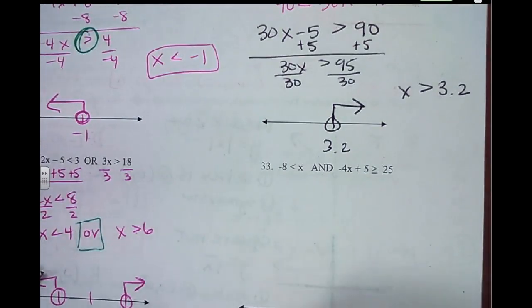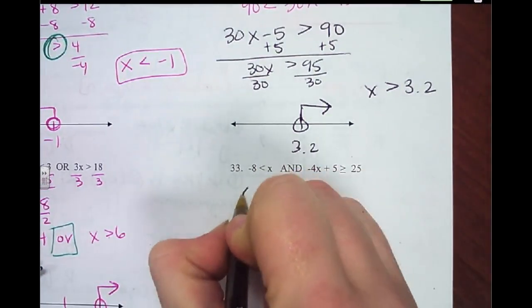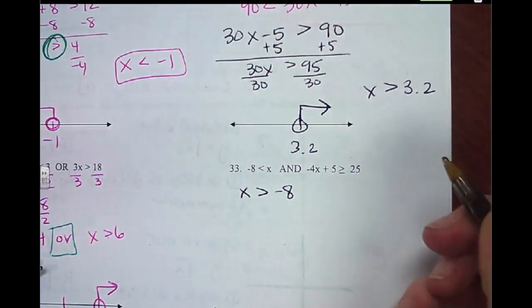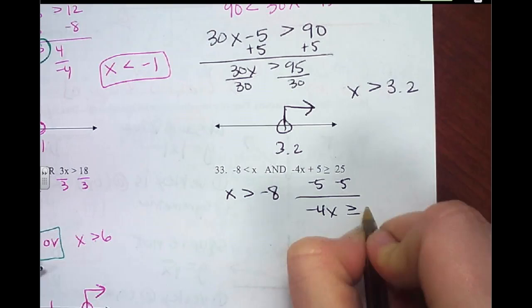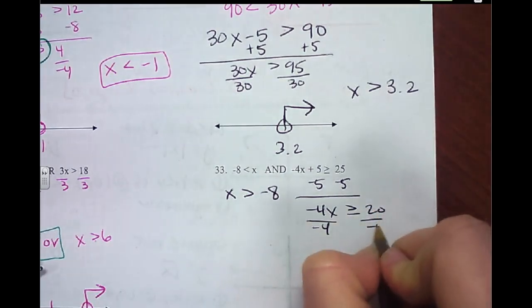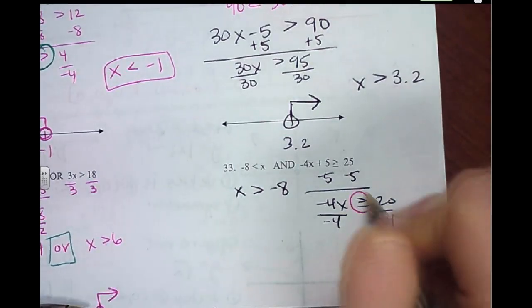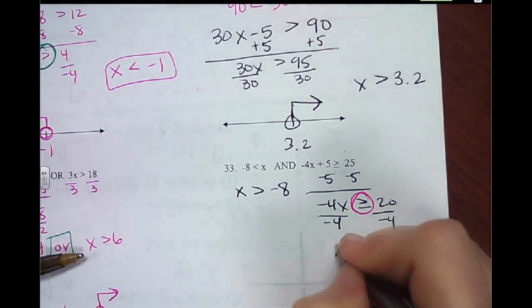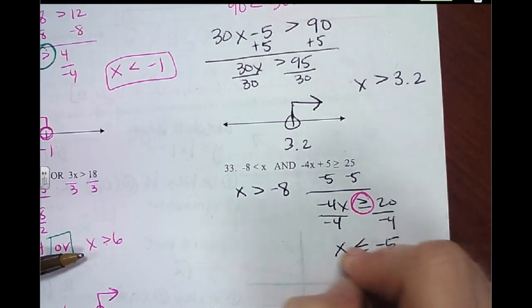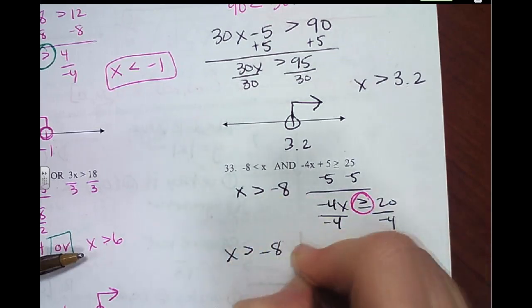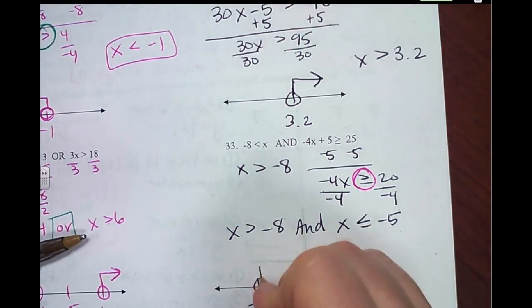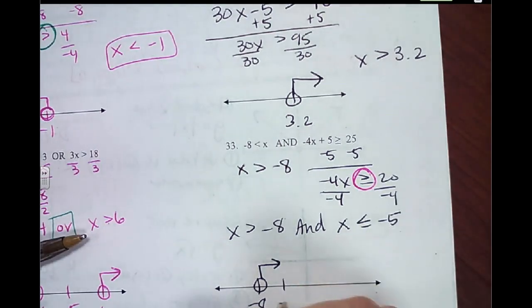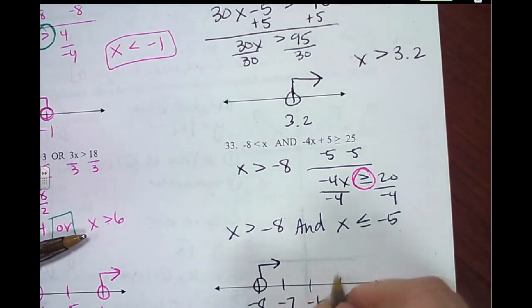33. I'm going to switch this one because I don't like the x on the right. X is greater than negative 8. Okay, then I'm going to solve this one. Minus 5. Negative 4x is greater than or equal to 20. Divide by negative 4. I'm dividing by a negative. Flip the sign. X is less than or equal to negative 5. So I have x greater than negative 8 and x is less than or equal to negative 5. So negative 8, open circle, shade to the right. Negative 7, negative 6, negative 5. Closed circle, shade to the left.